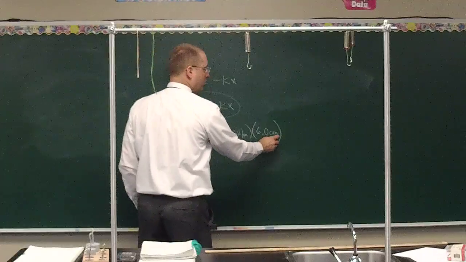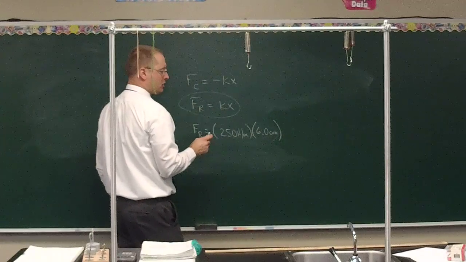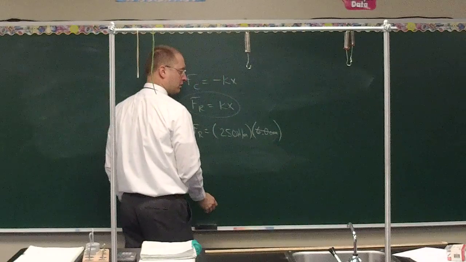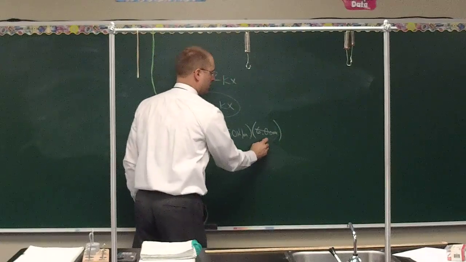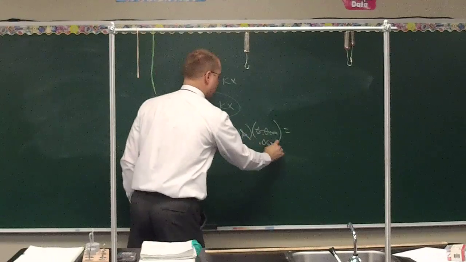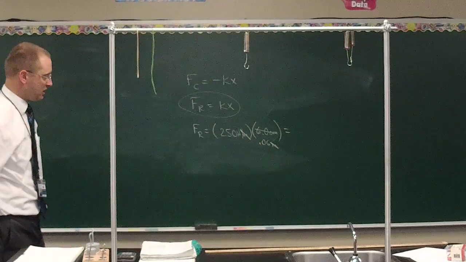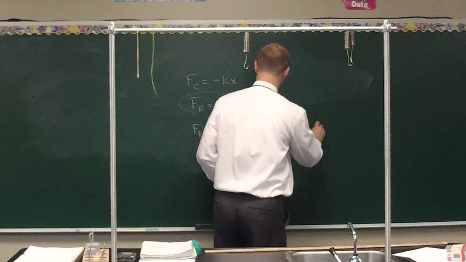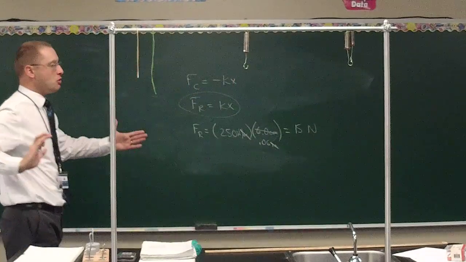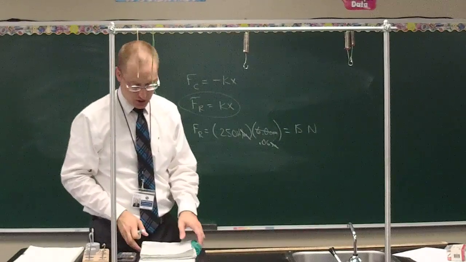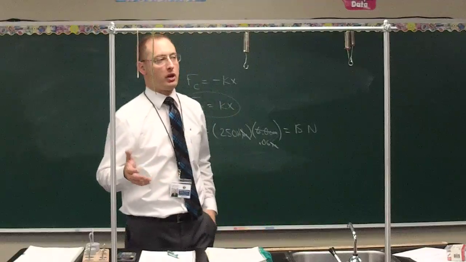All right, so 6 times 250 newtons per meter. Oh, centimeters though, right? So what do we have to do? Change that to meters. 0.06 meters. And notice the per meter and the meter will cancel. And we multiply 250 times 0.06, we get 15 newtons. All right, so it takes 15 newtons of force to push that spring in 6 centimeters. Questions on Hooke's law?